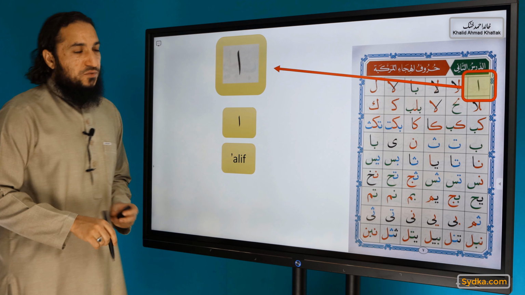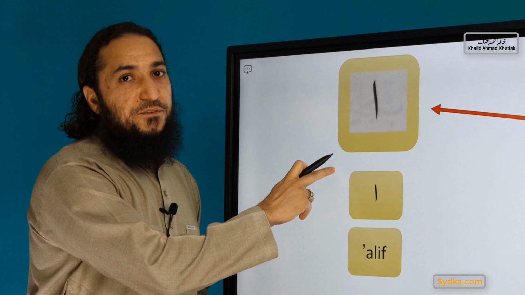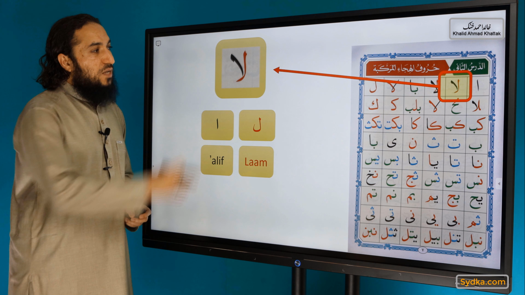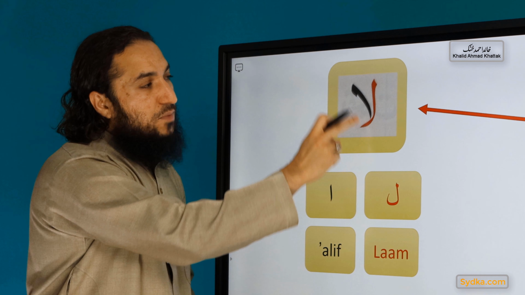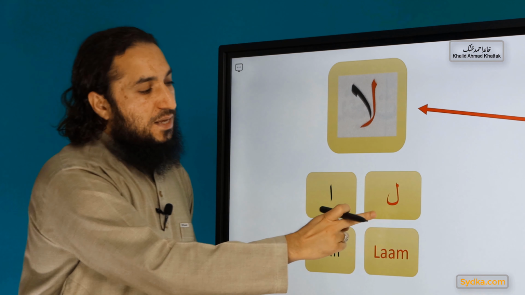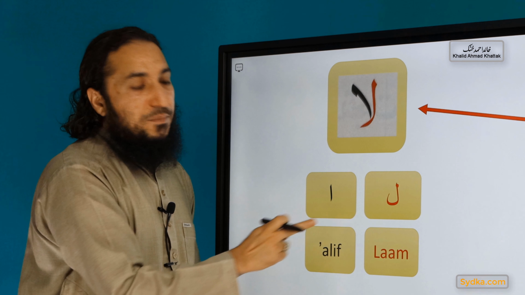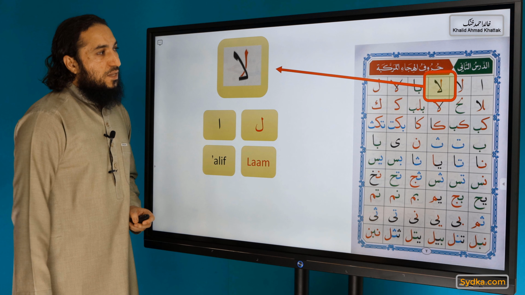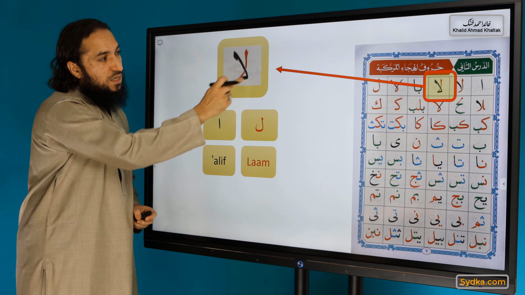So when alif is written on its own, alif. So now it's the combination of two letters. The red one is lam and the black one is alif. This is one way of writing lam alif. Lam alif. That is another way of writing lam alif. The red one is lam and this one is alif.